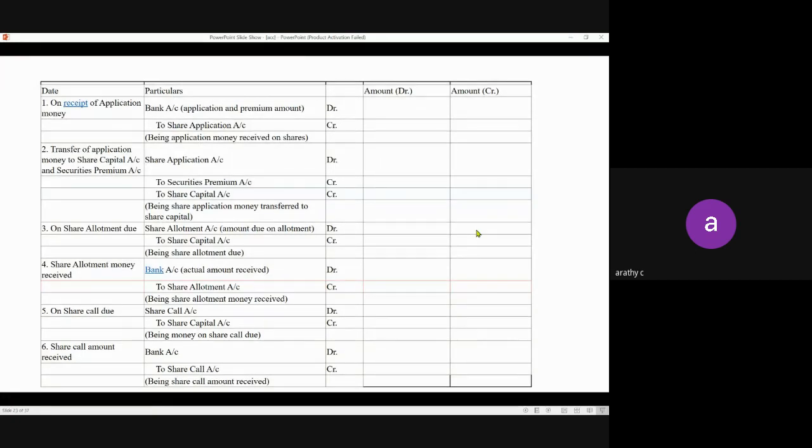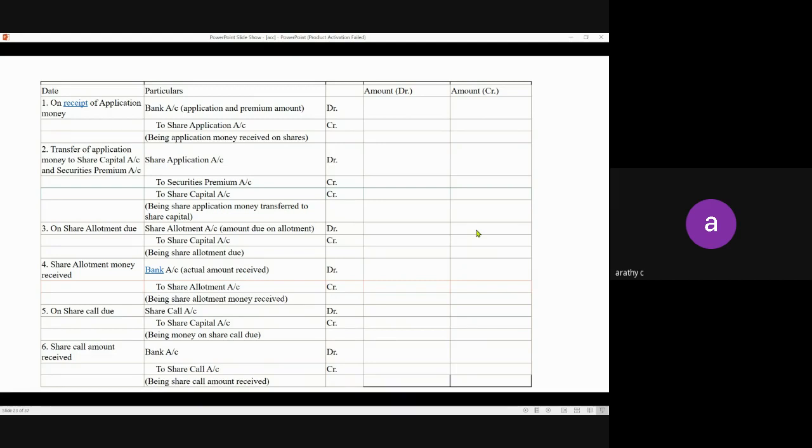The next is transfer of application money to share capital account and securities premium account. The difference is that the premium is transferred to the securities premium account. So share application account debtor to securities premium account and to share capital account.